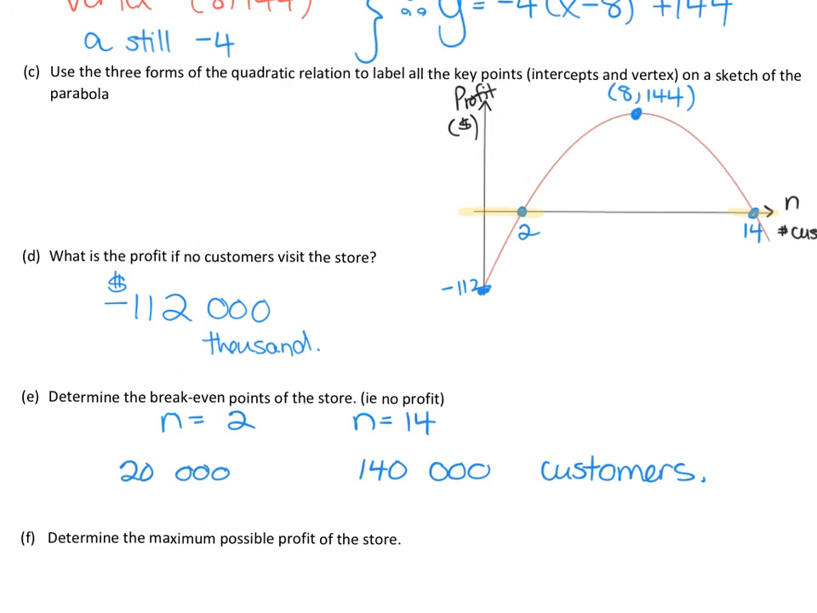Okay, the maximum possible profit of the store. Okay, maximum, hopefully that makes sense to you that we are looking here at the vertex when we talk about that. Okay, so what is the most profit they can make? This is the y value here, right? It occurs when we're at n equals 8, but I'm actually asking you for the profit here, so it's 144. But don't forget that that's in thousands, so the maximum profit that they can make is $144,000, right? So we're going to practice some of these applications, and hopefully you can interpret the information.